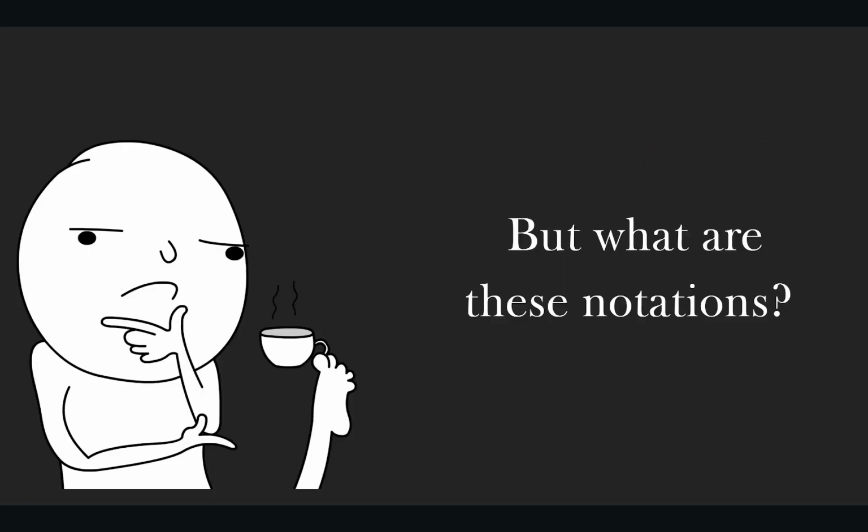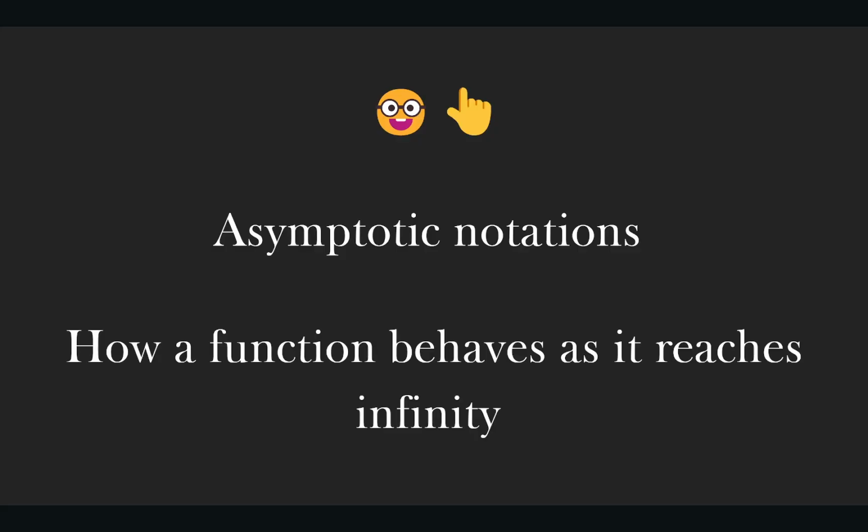So let's start by asking the question, what are these notations? We had big O notation, big omega notation, big theta notation. What are these? They are known as asymptotic notations. An asymptotic notation is a notation that is used to analyze a function as it reaches infinity. So these notations are used to understand a function's behavior as the function goes to infinity.